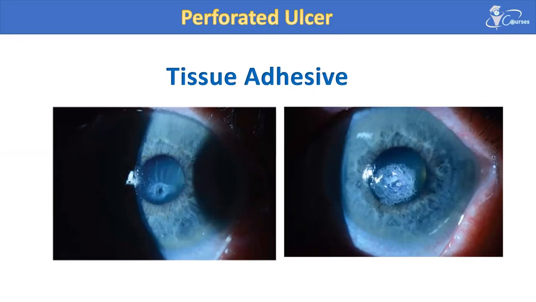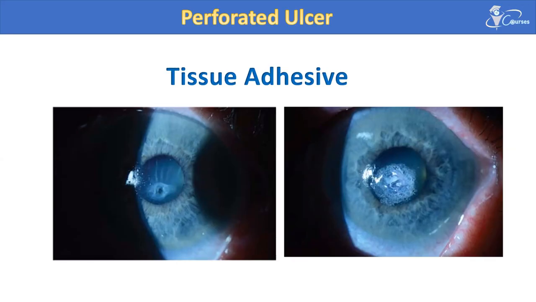So the cyanoacrylate has this advantage of being bacteriostatic and lasting longer than the fibrin glue. However, the fibrin glue is better for the peripheral ulcer because it fits more on the limbus or in the limbal area, and it is also better for the non-infectious etiologies. Okay, so this will be for the tissue glue.